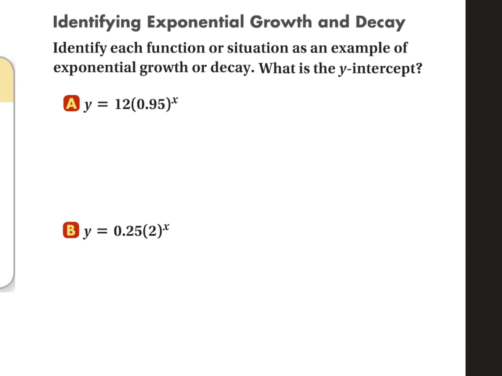I'll talk about the y-intercept here in a second. Remember our equation, y equals a times b to the x power. We're looking at the b number. So in this case, this is b right here, the 0.95. Is that number bigger than 1 or smaller than 1? Well, that number is between 0 and 1. So in this case, this is what we call decay. It's going to be getting smaller. Again, looking at letter B, looking at the number 2. Is that number bigger than 1 or smaller than 1? Well, that number is bigger than 1. This guy is going to be growth.